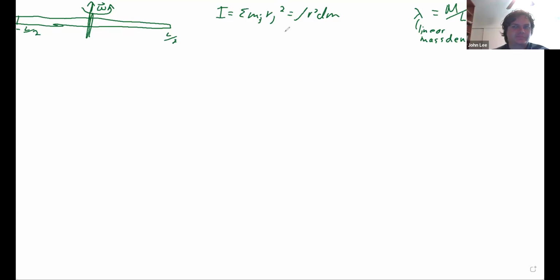If we redefine, because all of this material is on the x-axis, all of the r squared is in the x-axis. Oh, I think it does matter if it has a radius, so we're just going to say that it's so small that the radius is negligible. The radius of this rod, not the radius from the axis of rotation to the particle we're looking at. So I becomes the integral from negative L over 2 to L over 2 of x squared times lambda dx.